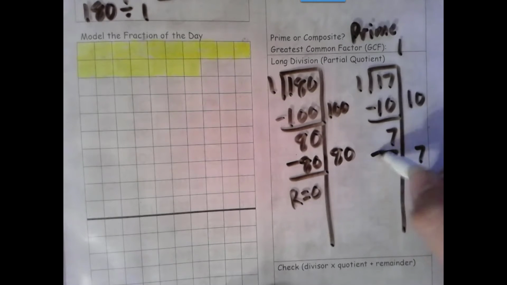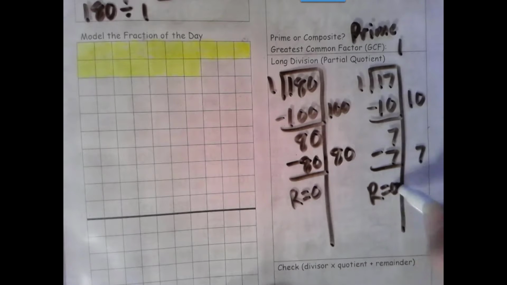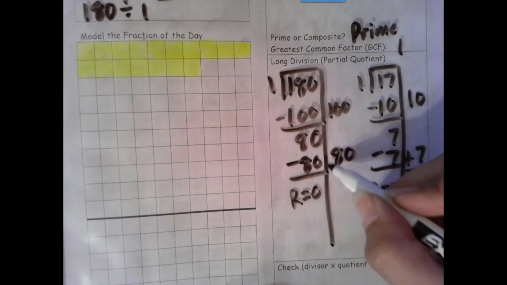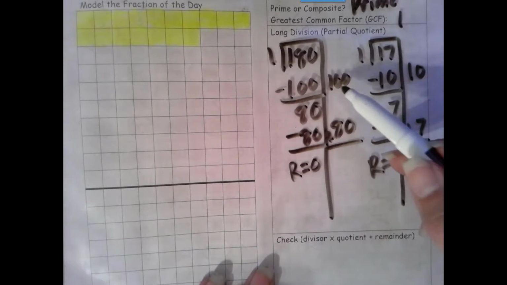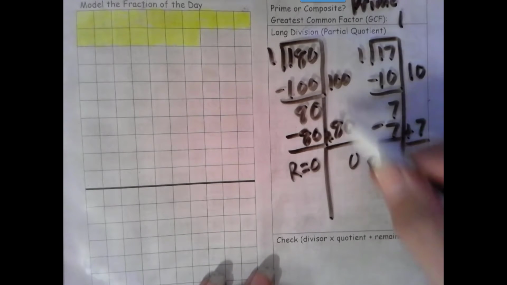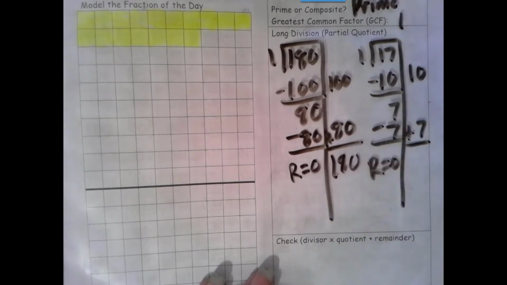7 times 1 is 7. Numbers the same, 0 is a game. Okay. We have a remainder of 0. We add up our partial quotients. 0 plus 0 is 0. 0 plus 8 is 8. And then 10 plus 7 is 17.